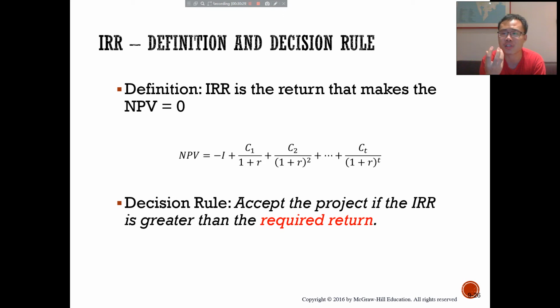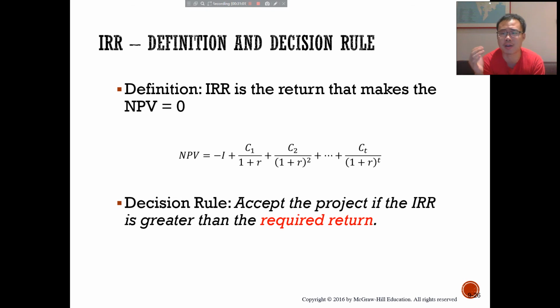It is very similar to the calculation of yield to maturity. Okay, so you have two ways to calculate them. The first is using a financial calculator. The second is using a try and error approach. You accept a project if the IRR is greater than the required return Y. You don't need an outside interest rate, but you need to have a required return.